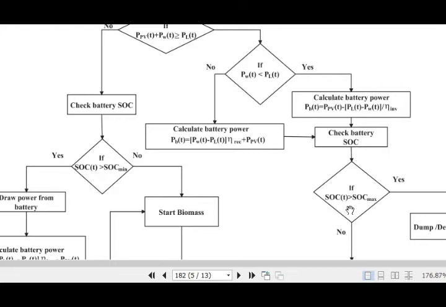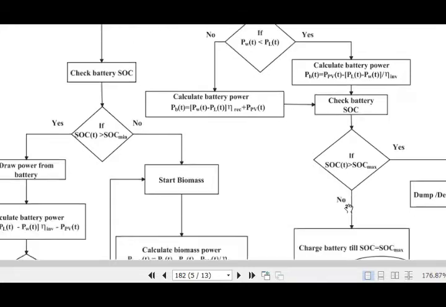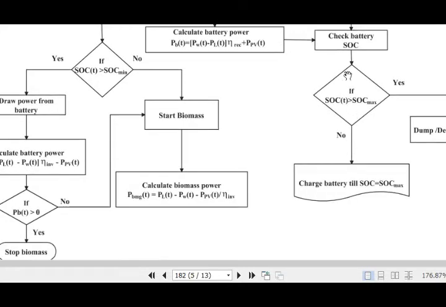Again we will be checking the SOC of the battery. If the SOC of the battery is greater than the maximum, then SOC should be limited to the maximum amount, and the extra energy will go to the deferrable load, or it will be dumped.